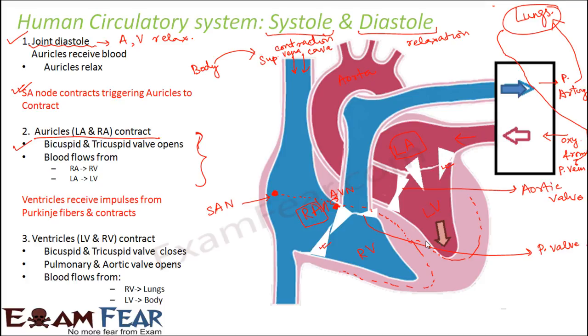Now once the blood has entered into the left ventricle, the bicuspid valve is going to get closed, and now again the ventricles will contract because the signals would have reached the ventricles, and as a result the pulmonary and aortic valve will open and this blood will move to their respective locations.